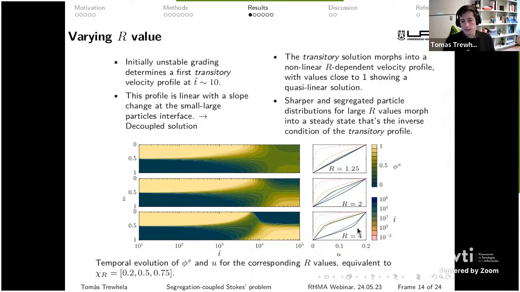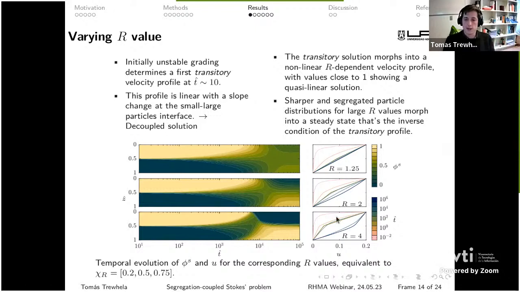And as you see, as R increases, segregation becomes not only more rapid, as the time scales in which segregation happens decrease once the size ratio is increased, but it also produces sharper particle concentration profiles. As you see here, everything is well segregated, while for R equal to 1.25, there is an apparent mixing. So the profile is not very well segregated.